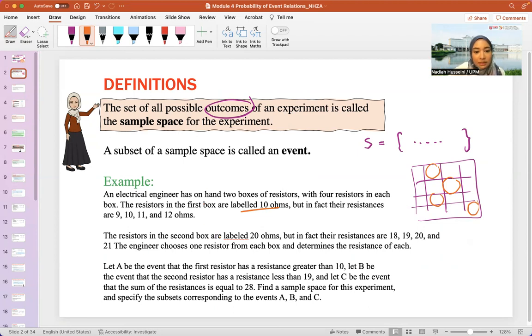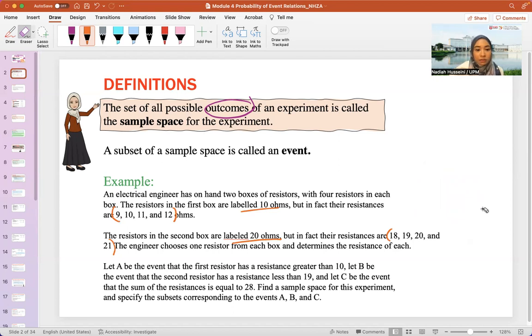The resistors in the second box are labeled 20 ohms, but in fact their resistances are 18, 19, 20, and 21. So this is the first box, and this is the second box. The engineer chooses one resistor from each box and determines the resistance of each.